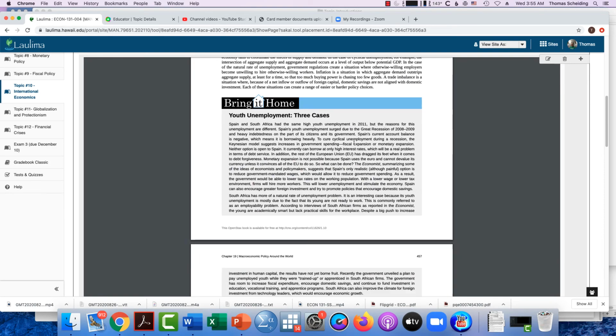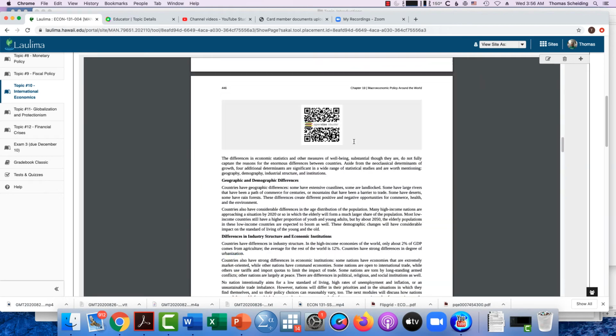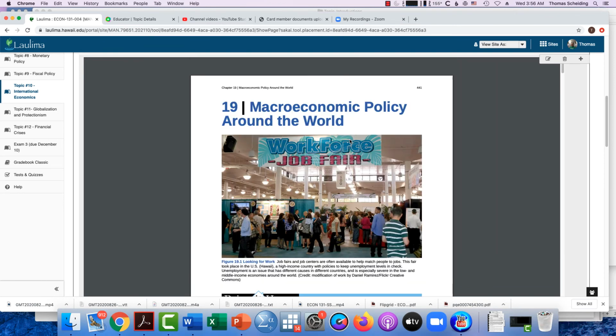And then this chapter basically concludes by looking at trade policies in developed countries and in developing countries.